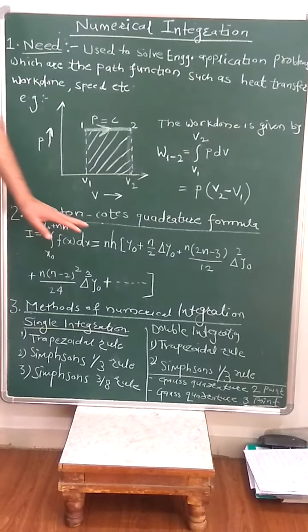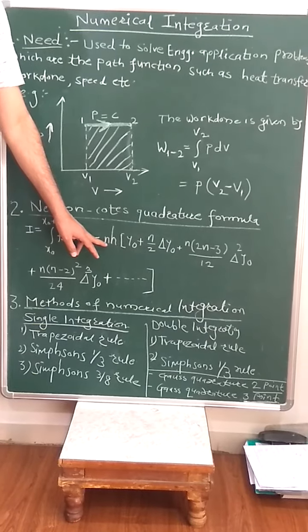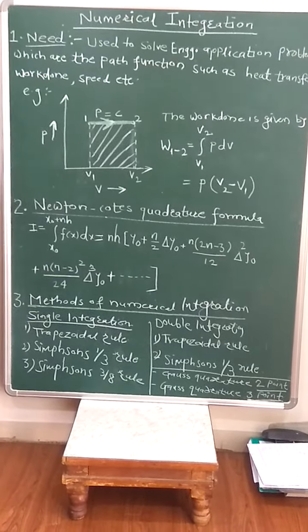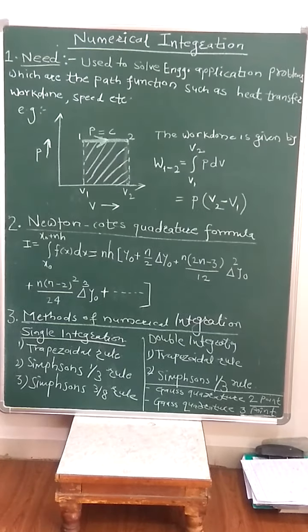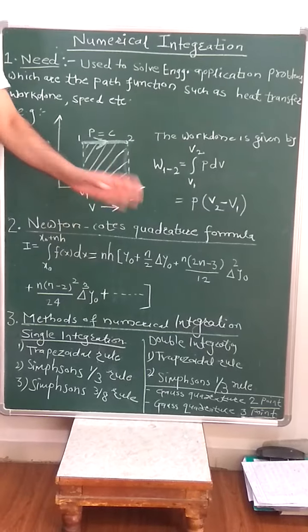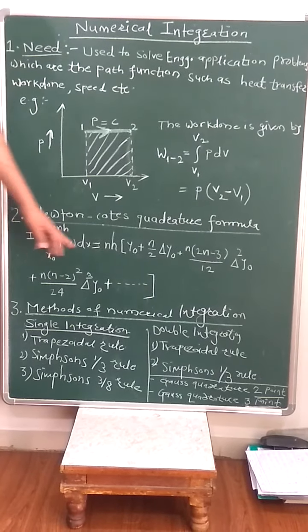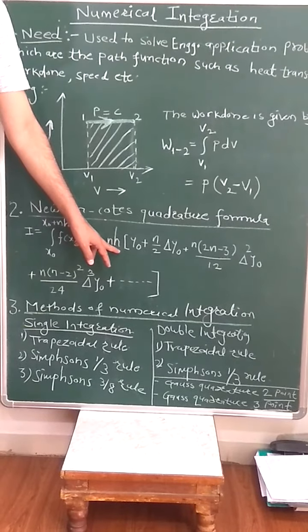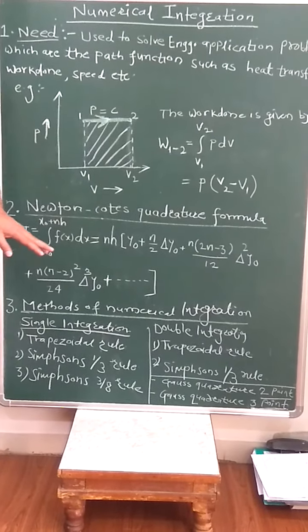For the time being, remember these two important terms n and h, where n is the number of strips and h is the step size. Afterwards it will get clear while solving the problem. For the time being, just remember n is the number of strips and h is the step size.